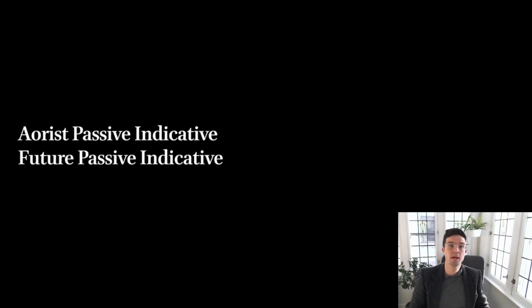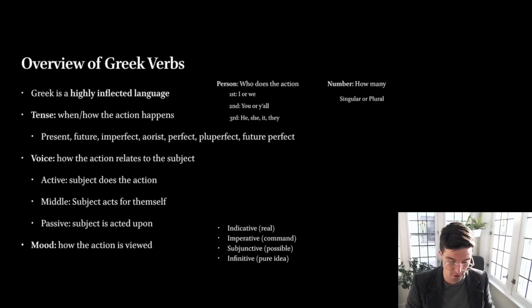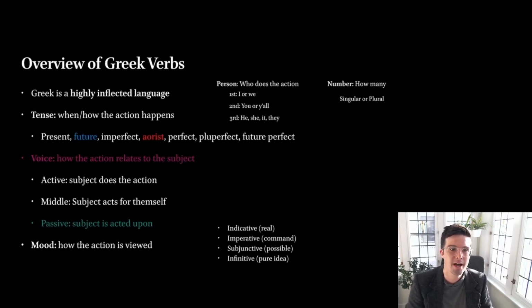In this video, we introduce the aorist passive indicative and the future passive indicative of the Koine Greek verb system. Last time, with respect to indicative verbs, Greek is a highly inflected language. It's going to change its form based on tense, voice, mood, person, and number. And we've seen this in the last video with different moods in the middle and the passive. And we're dealing just with the passive in this video.